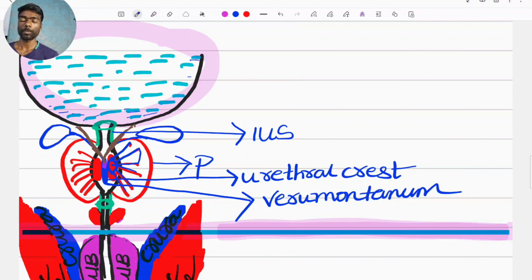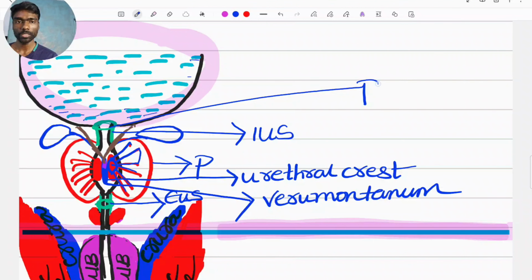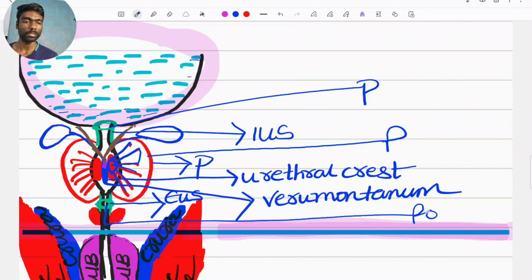Next, the post-prostatic urethra. Again with green color I have drawn that, covered with the external urethral sphincter. Passing through the perineal membrane, hence it is also called the membranous urethra. Three structures: pre-prostatic urethra, prostatic urethra, post-prostatic urethra or membranous urethra.